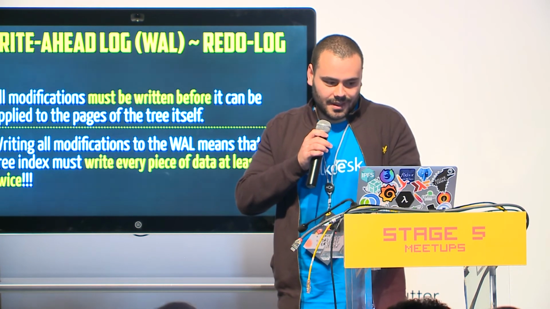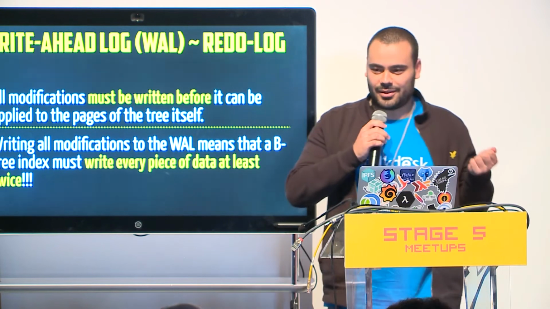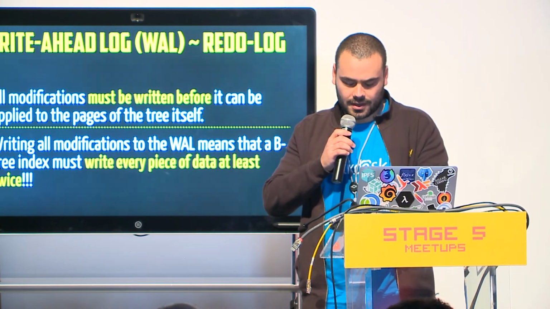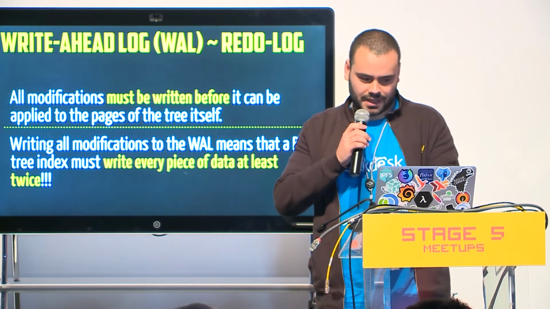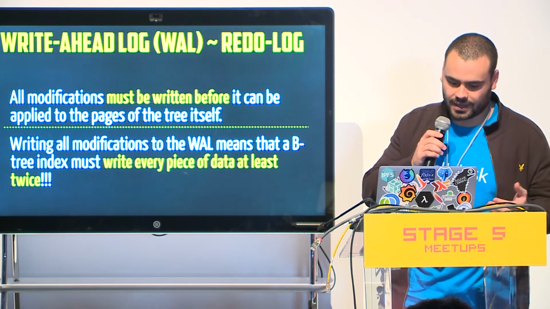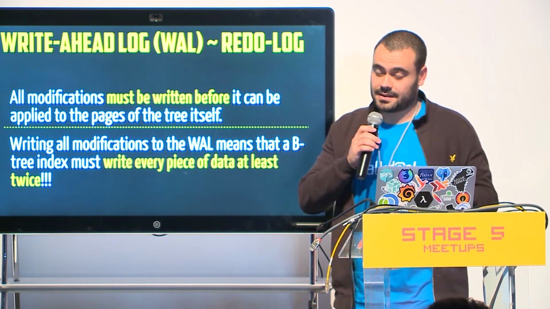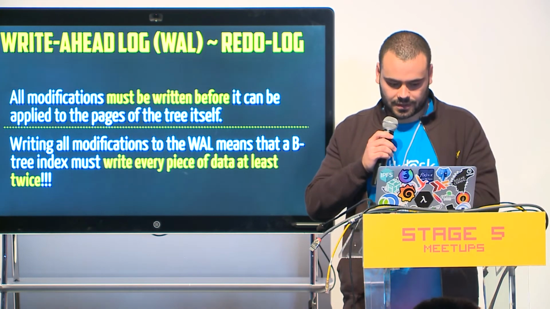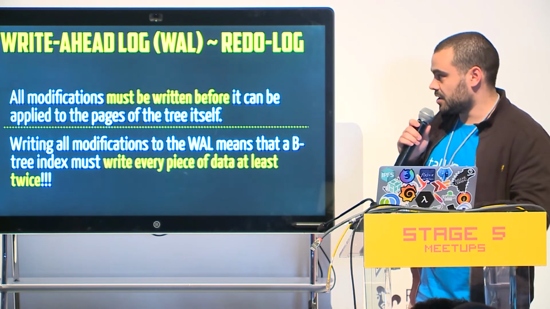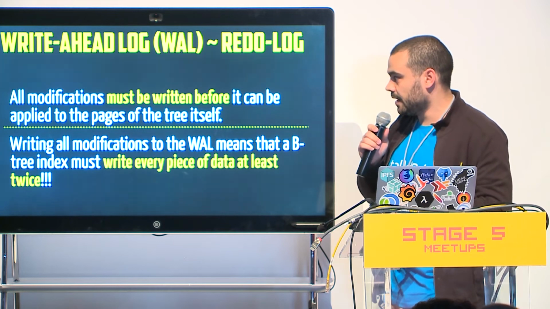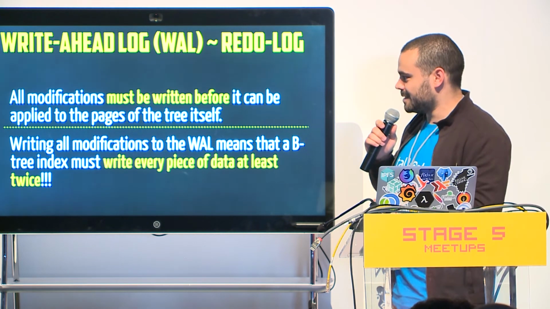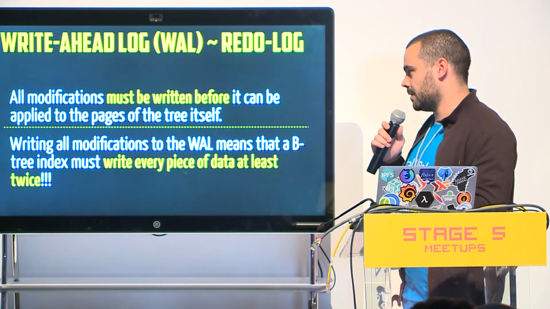So the solution is to add another data structure, and it's called a write-ahead log, also known as a redo log. They are used to restore a B-tree back to a consistent state after a crash. But this means that all modifications must be written before they can be applied to the pages of the tree itself. So we write these modifications into the write-ahead log.